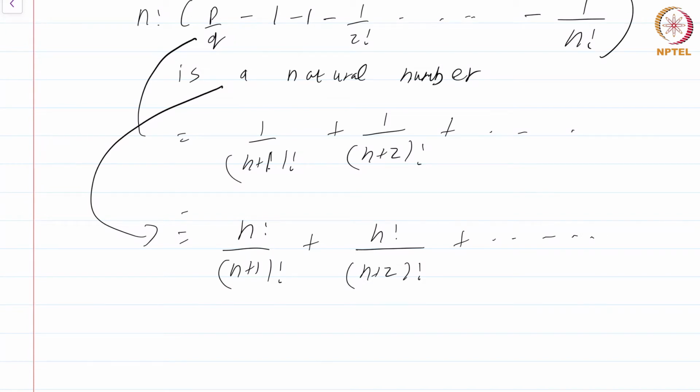Now this leads to a problem. This is actually equal to 1 by n plus 1 plus 1 by n plus 1 times n plus 2 plus so on, right?